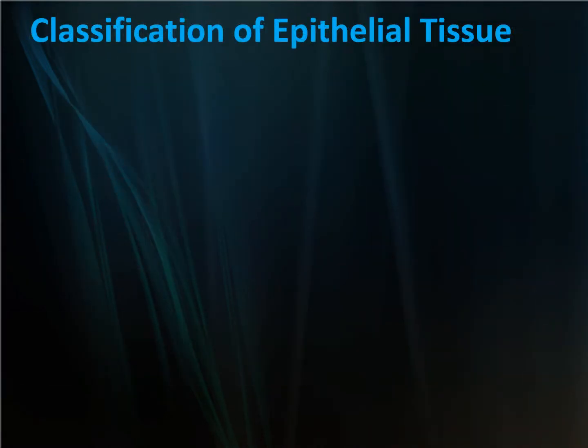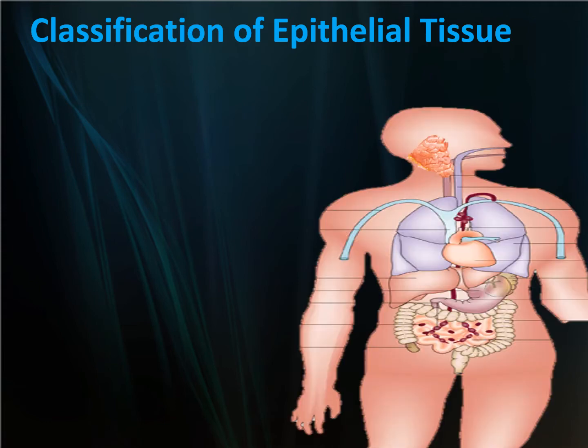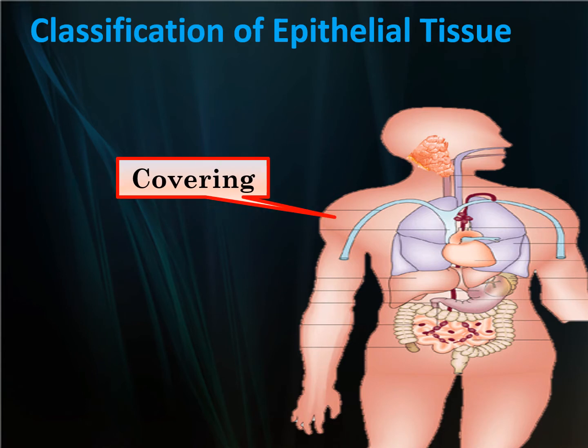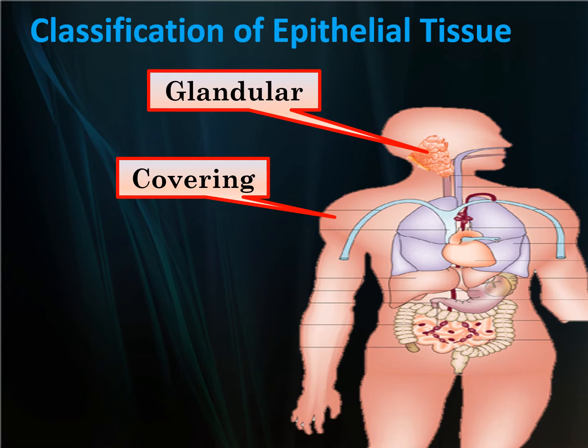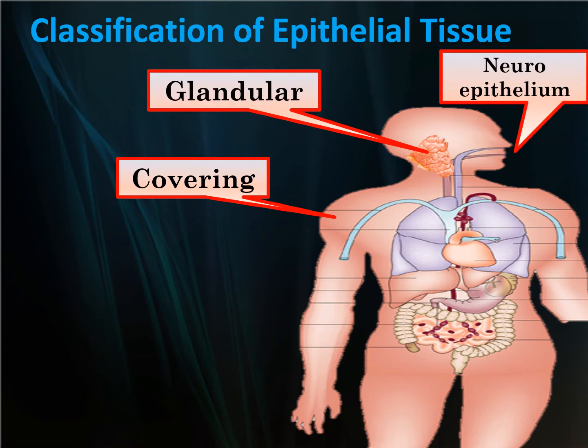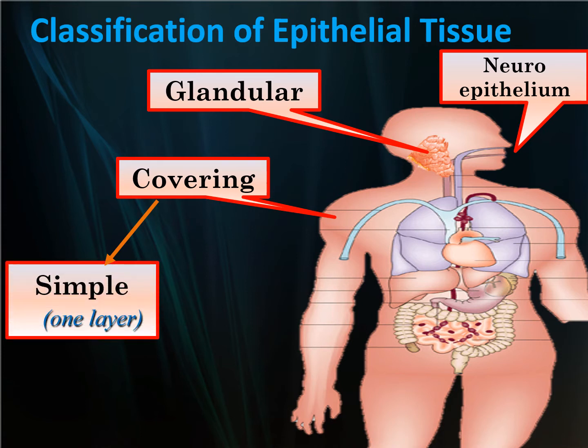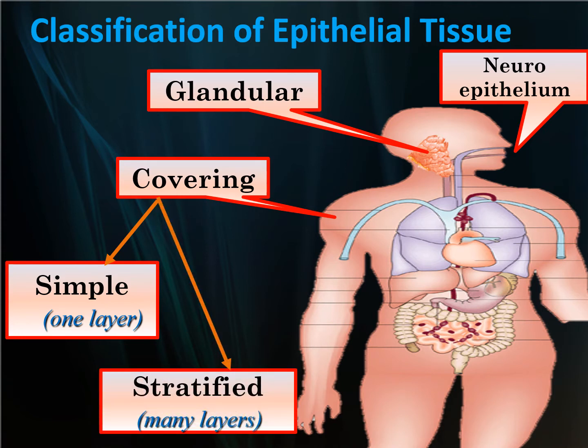Now, we classify epithelial tissue according to its site. We have covering epithelial tissue, glandular epithelial tissue, neuroepithelium. The covering epithelial tissue is classified also to simple, which is formed of one layer, and stratified, which is formed of many layers.